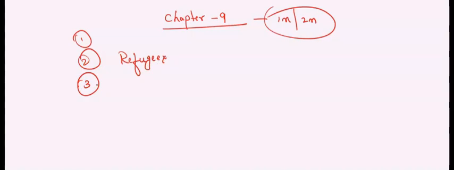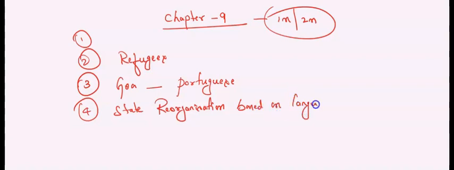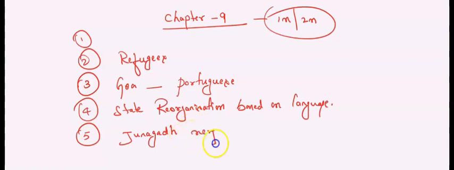Next question, how was Goa liberated from the Portuguese? And next question, explain the process of state reorganization based on language. And next question, how was Junagadh merged with Indian Union?